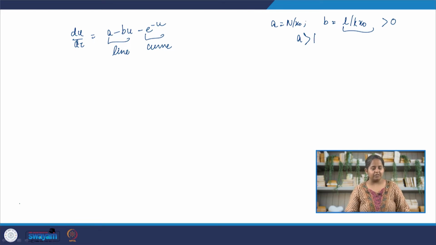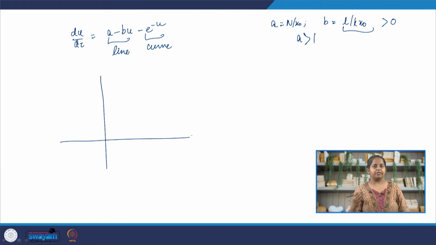I hope you remember that for 1D phase portraits, on y axis we will put the rate, which is du by d tau, and on x axis we will put the variable u. So, we have a line and we have a curve, their intersection will give us fixed points if any. A is more than 1, so let us say this is 1 here, A is somewhere here, okay.